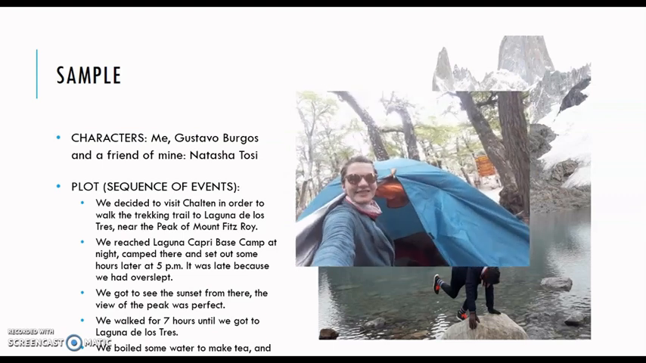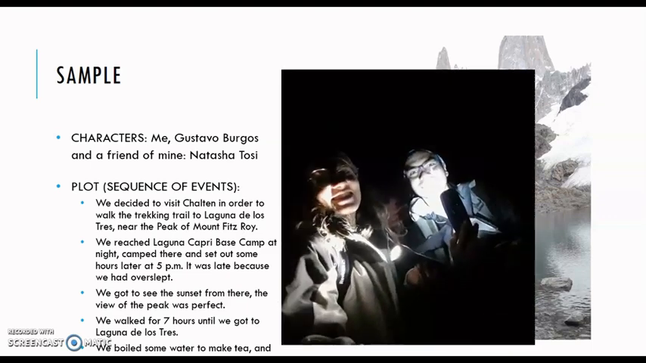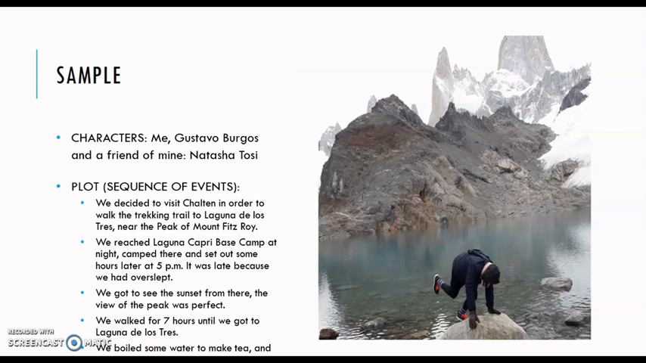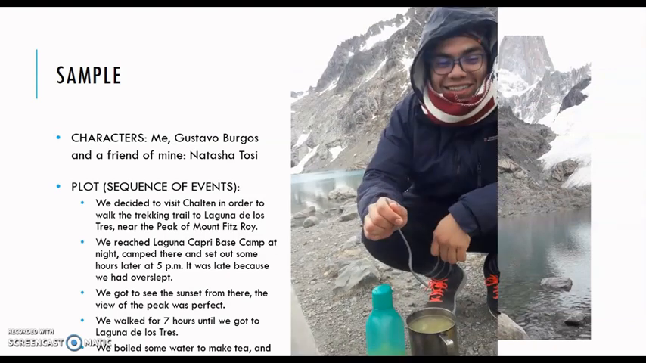Then we reached Laguna Capri base camp at night. We camped there and set out some hours later at 5 p.m. It was late, though it was at night, because we had overslept. After that, we got to see the sunset from there. The view of the peak was perfect. We walked for 7 hours until we got to Laguna de los Tres, and we boiled some water to make tea there and soup in a bottle.